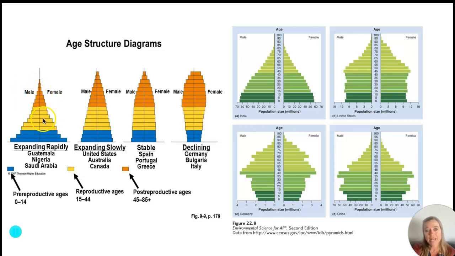Okay, you can see that as a population goes through demographic transitions, that growth rate starts to slow down due to developing resources.